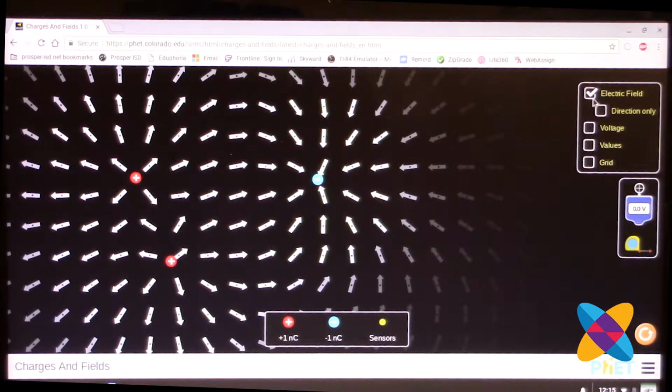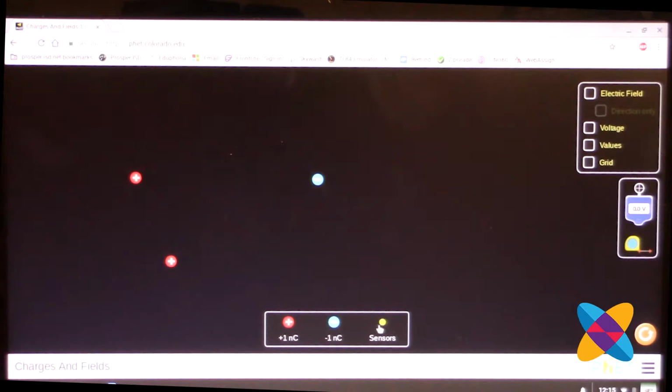Now you can turn that off, and instead you can put out these little yellow things called sensors. And wherever you put a sensor, you'll see that it tells me the direction and strength of the electric field, the strength from the length, and the direction from the direction of the arrow. So the blue is a negative, and the reds are positive. So I can do that.